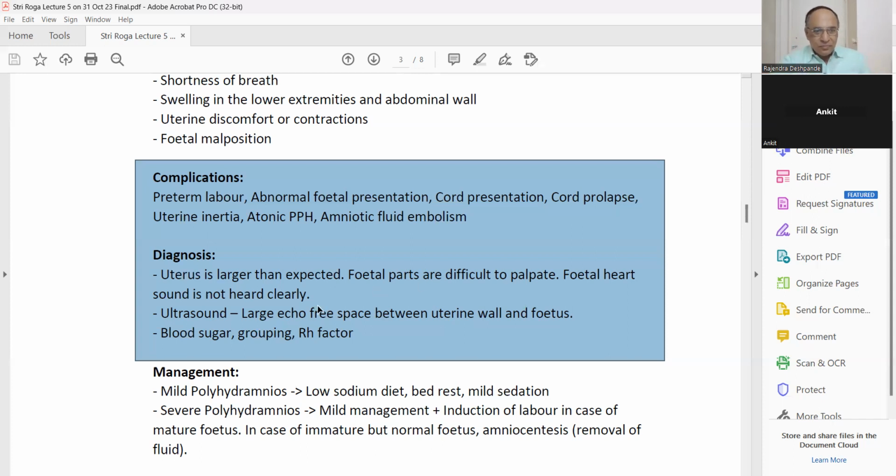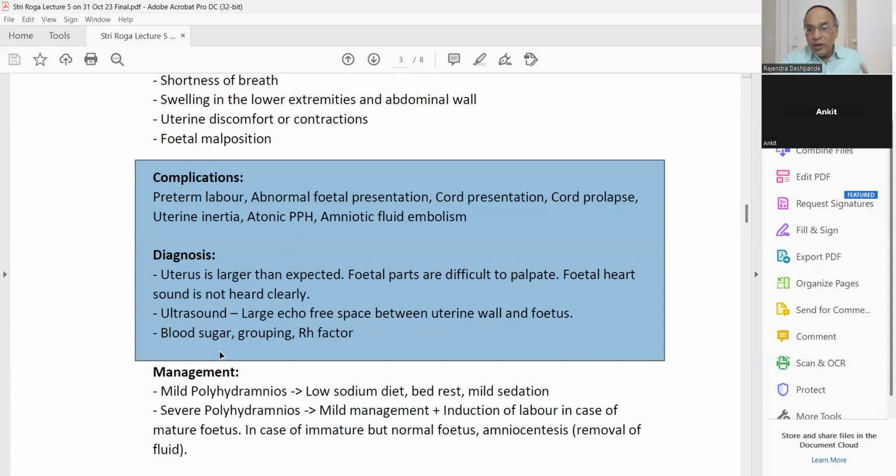Okay. Then in pregnancy, ultrasound or ultrasonography is the safest investigation. There is no problem. X-ray cannot be done for a pregnant woman. No X-ray, no MRI. But sonography is safe. Every month you can do the sonography. No problem at all. Large echo-free space between uterine wall, you can forget this thing. But for the diagnosis, you can use the sonography.